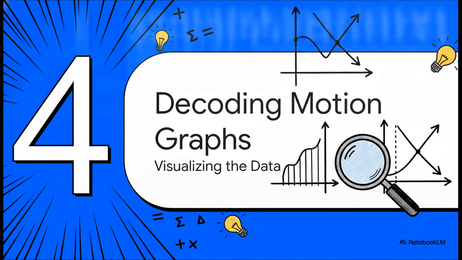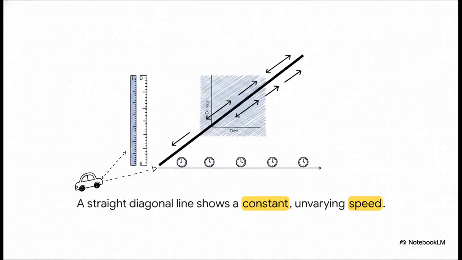All right, let's switch gears a bit for section 4, decoding motion graphs and visualizing all this data. Let's start with distance time graphs. Time is always steadily ticking away on the bottom axis, and the distance traveled is on the vertical axis. When you see a perfectly straight, diagonal line pointing upwards, that proves the object is moving at a constant, unvarying speed. It's covering the exact same amount of distance in every equal little tick of time.